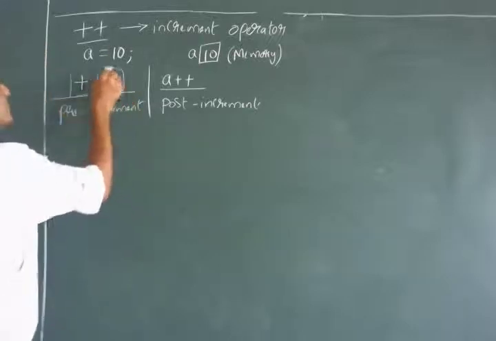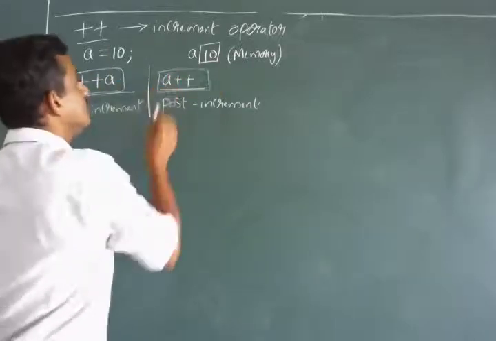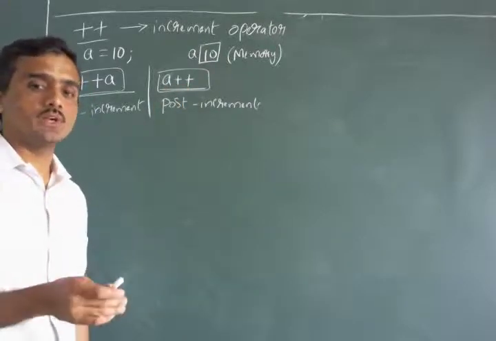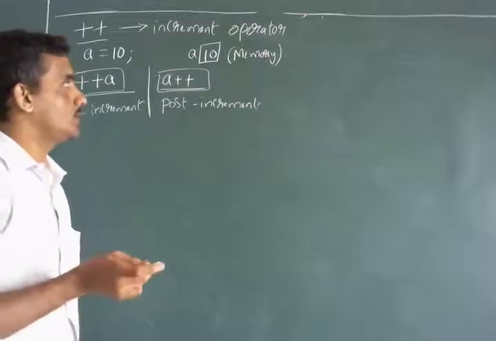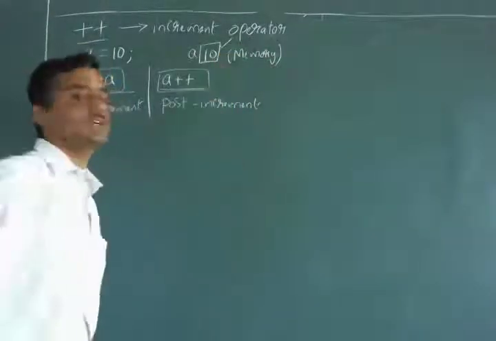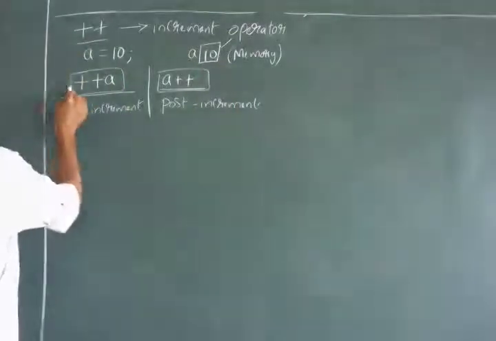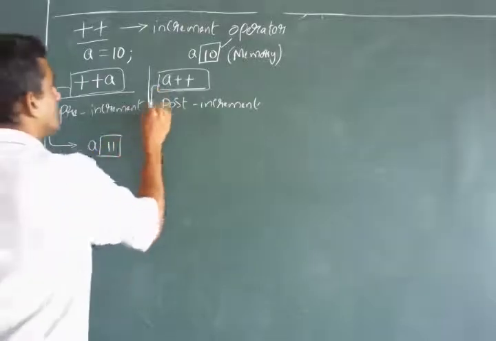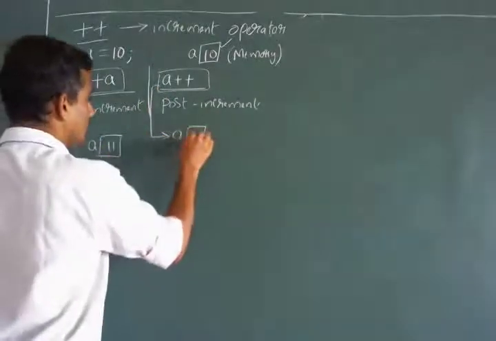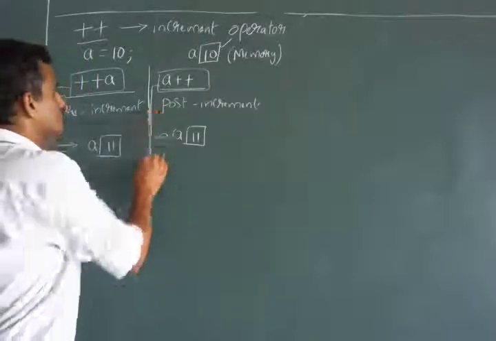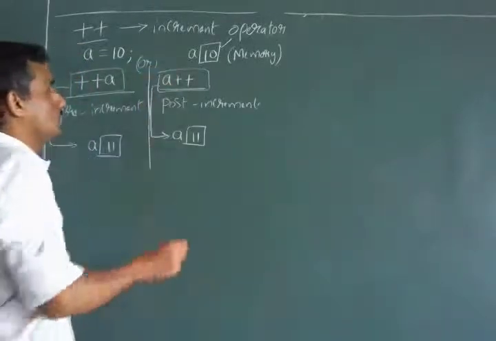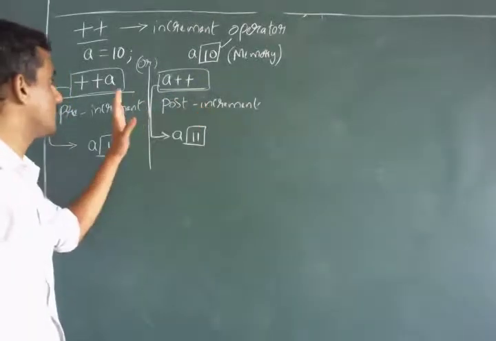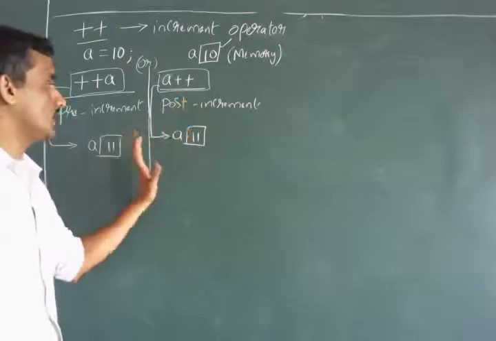Now, in both the cases, whether pre-increment or post-increment, if there is only one variable and one operator, there is no difference in the operation. Both will increase the value by 1. What is the value of A in computer memory? It is 10. So A value becomes 11. You don't consider it as one operation, it is two separate operations, pre-increment and post-increment, but the value will be 11 in both cases.